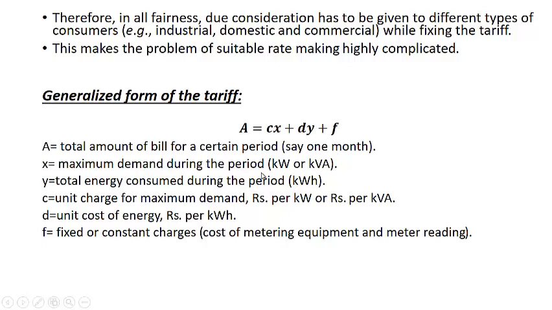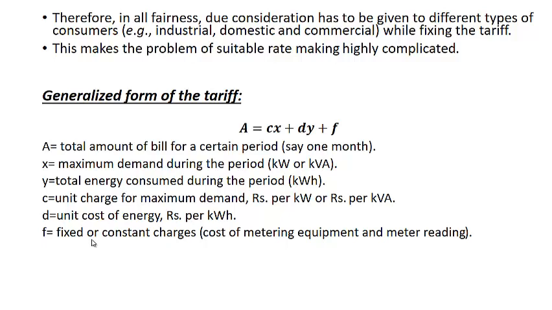Definitely, maximum demand may be measured in terms of kilowatt or kVA. The energy consumed will be measured in kilowatt hour, and 1 kilowatt hour is one electrical unit. And C is the unit charge for maximum demand, that is rupees per kilowatt or rupees per kVA. When you multiply C and X, you will get the amount in rupees, because C is the unit charge per kilowatt and X is the maximum demand. D is the unit cost of energy, rupees per kilowatt hour, and F is the fixed or constant charges.